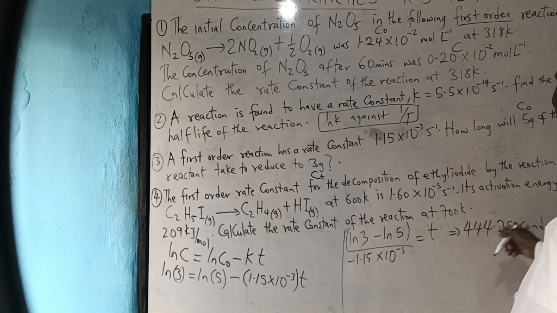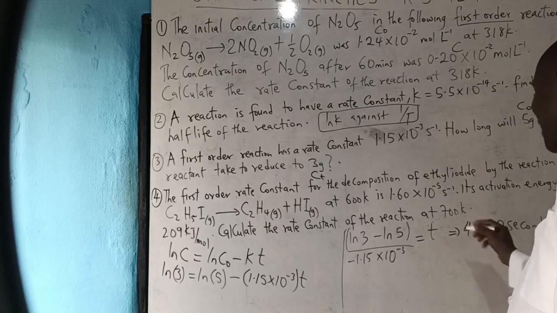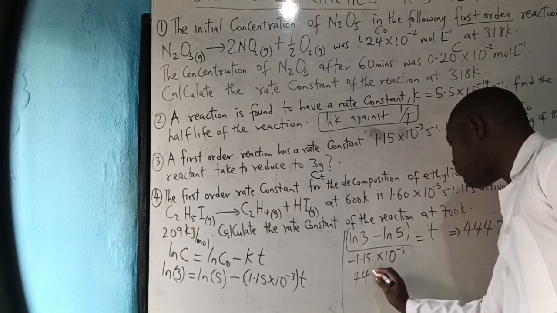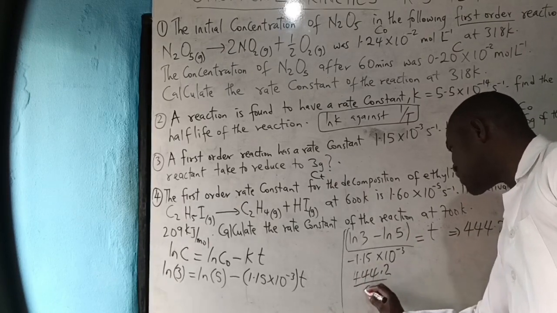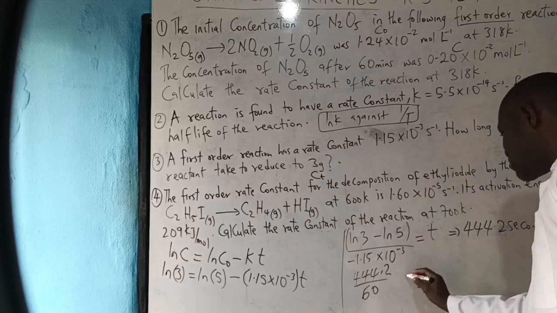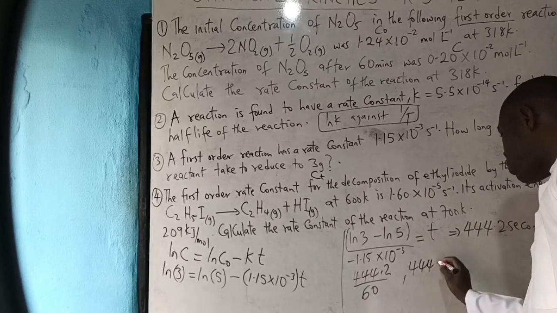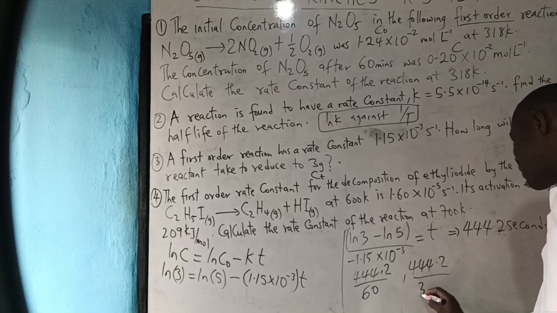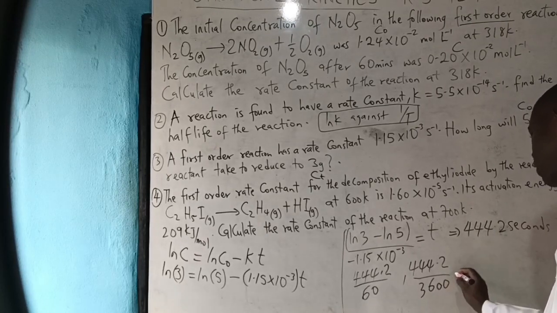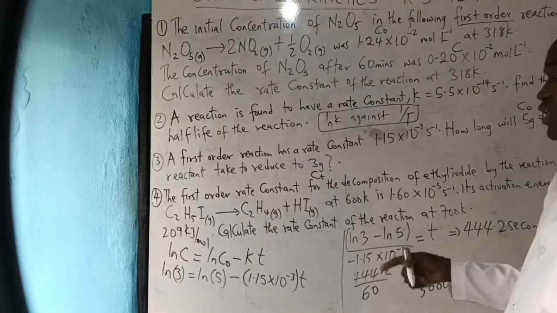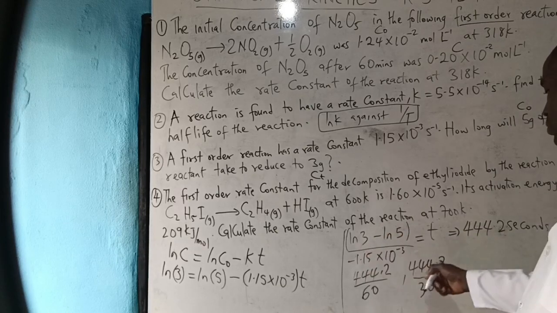When you want to get it in hours, you divide it by 3,600. So 444.2 over 60 will give you the answer in minutes, then 444.2 over 3,600 will give it to you in hours. So whichever one they want your answer to be, please package it well.